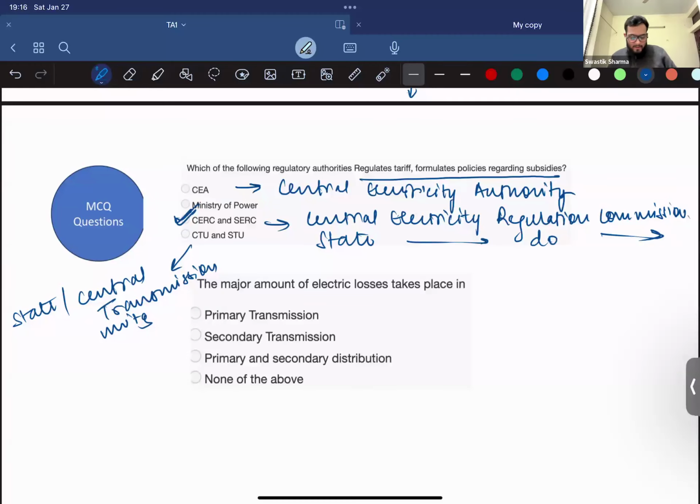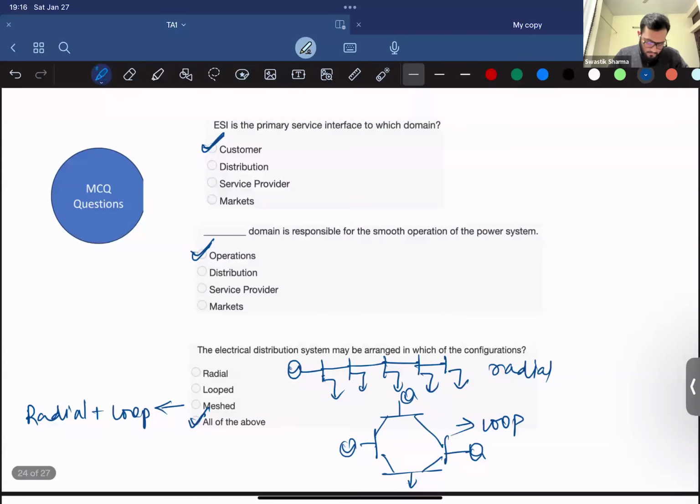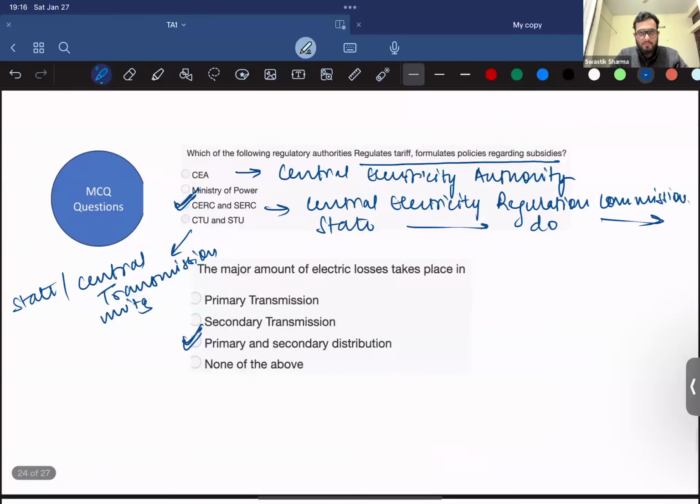So a major amount of electric losses takes place on which side? Can anyone tell me? Is it transmission or distribution? Major losses occur on the distribution side. Why? Okay. Who can tell me why primary and secondary distribution have the most losses? Anyone? You were able to answer, right?